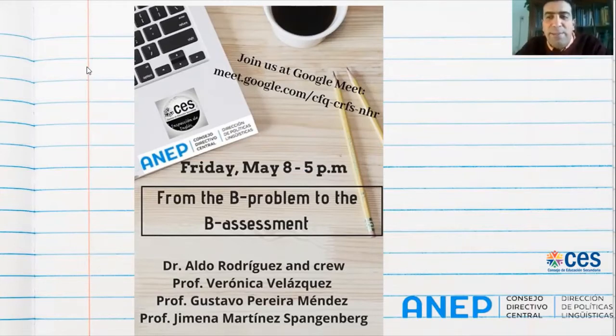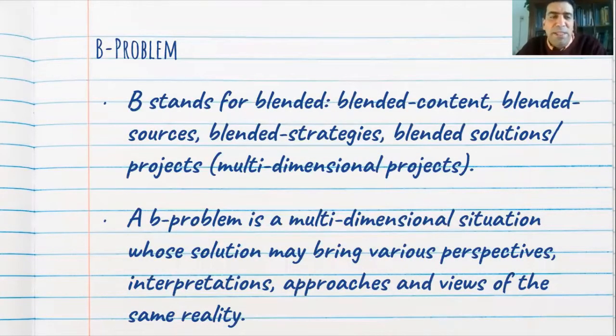So in the next slide, we are going to see that one of the most important elements in our presentation is the B. You may wonder, why is it B problem? Why is it B assessment? B stands for blended. You know that in these pandemic times, we are working most of the time virtually. So we have shifted from our face-to-face work into virtual work. The authorities are saying that when we go back to normal, we are going to be working with a blended method. That means that we are going to be working face-to-face, but also virtually.